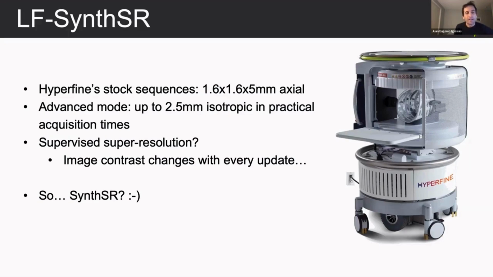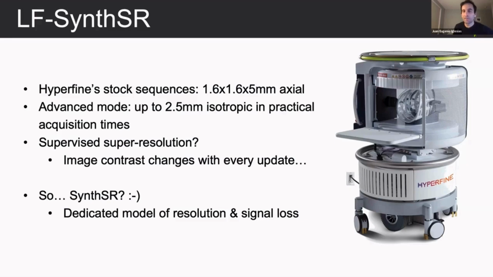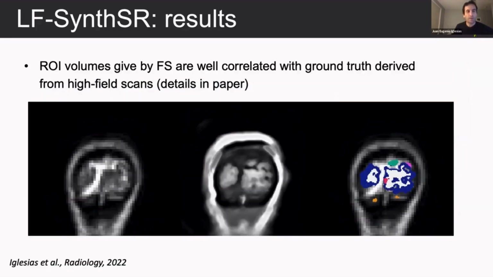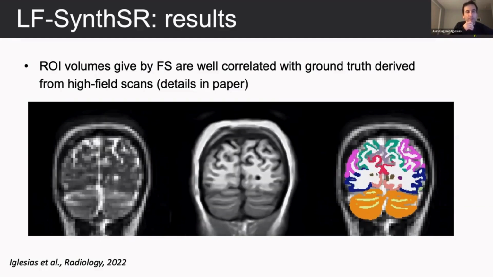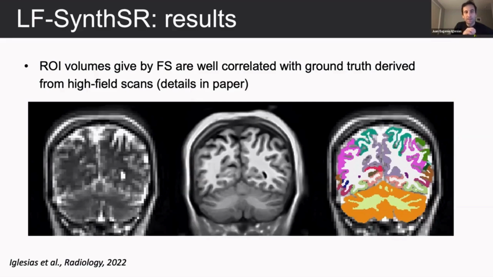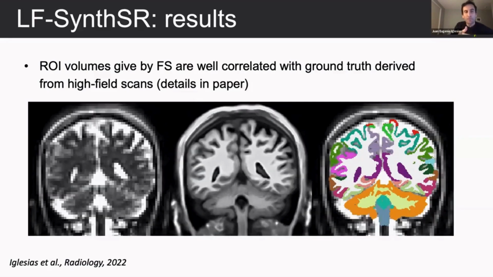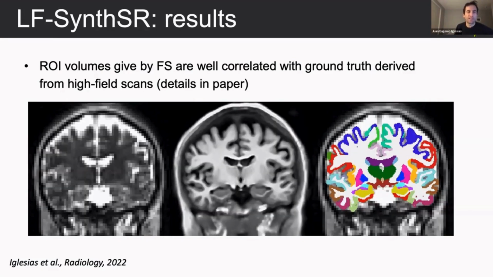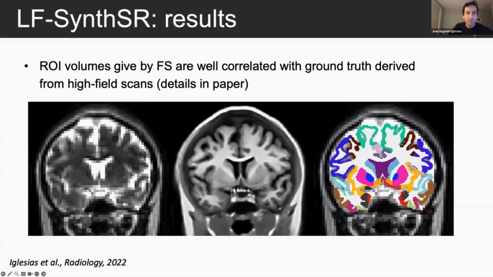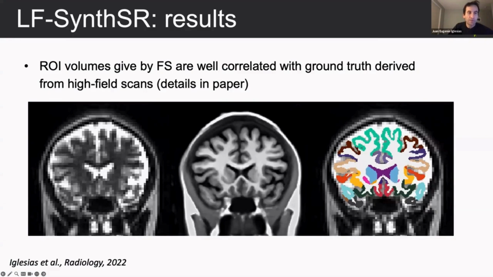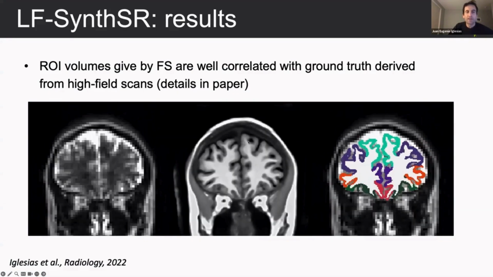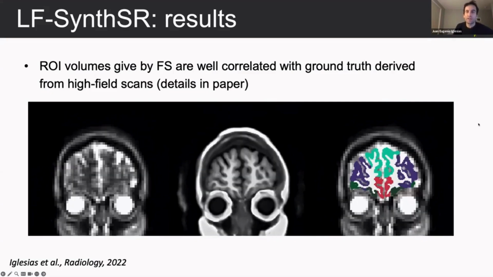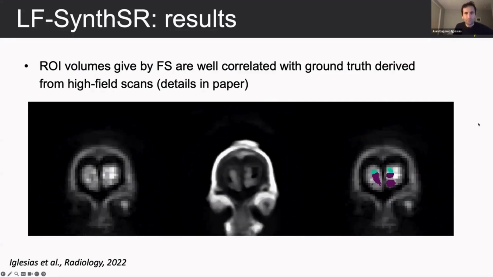And it turned out that SynthSR didn't work at first. So we had to come up with a slightly more dedicated model of resolution and signal loss. But actually, it does a very good job. The details are in the paper, but essentially, the volumes given by FreeSurfer on the SynthSR of the low field are very well correlated with the ground truth derived from high field scans from the same subjects. So this is going through coronal slices of the T2 Hyperfine on the left, the SynthSR in the middle, and the FreeSurfer output on the right.